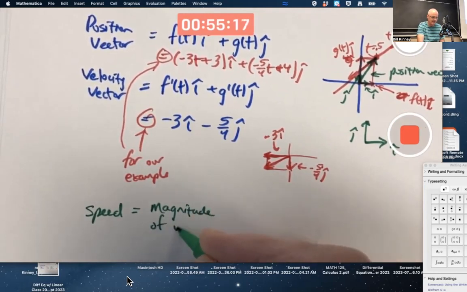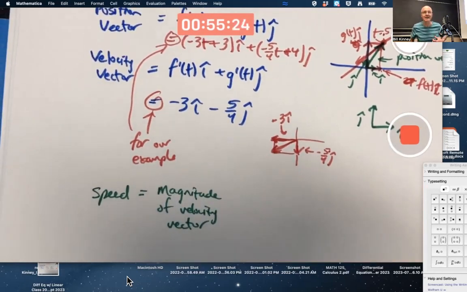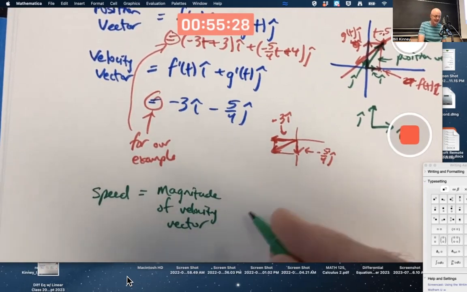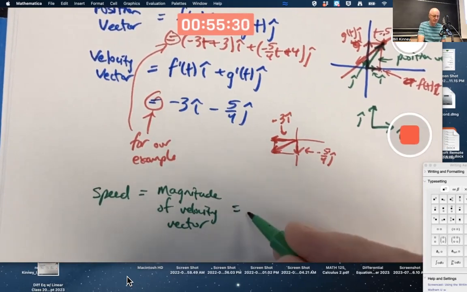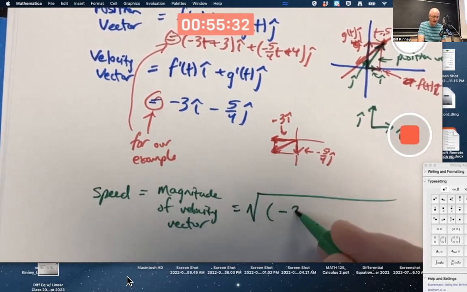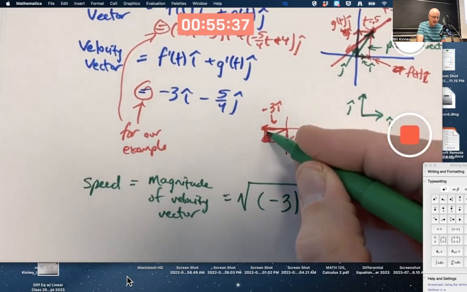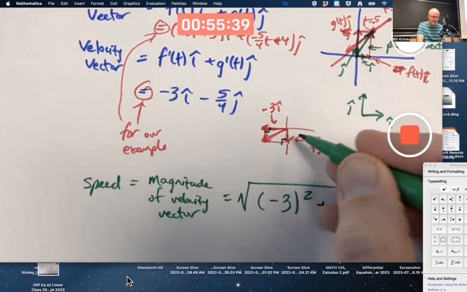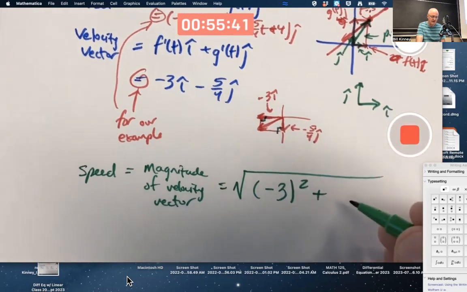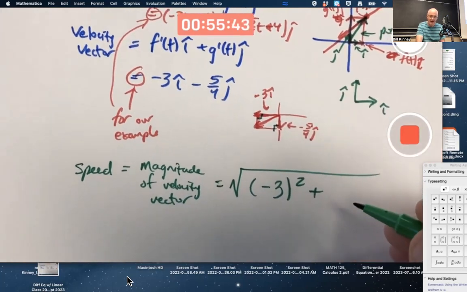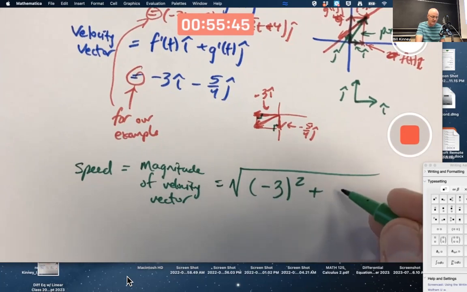The velocity is a vector, the speed is a number, not a vector. It can be found with the Pythagorean theorem. Take the components. This does form a right triangle here and here. I can use the Pythagorean theorem to figure out the magnitude, or length, of that velocity vector like this.